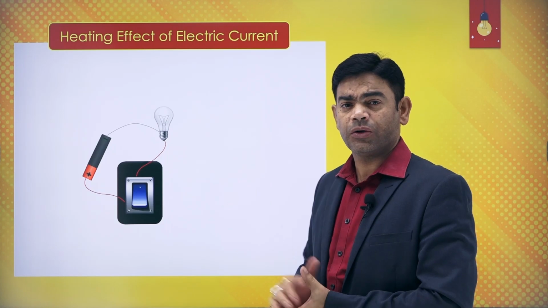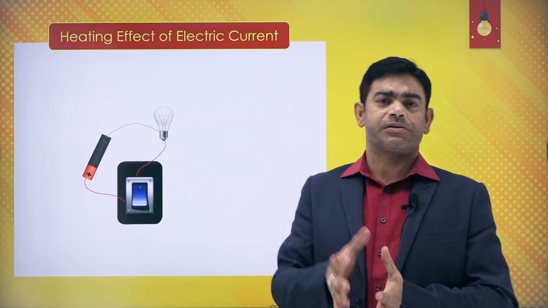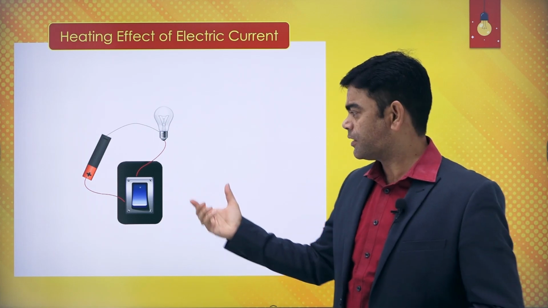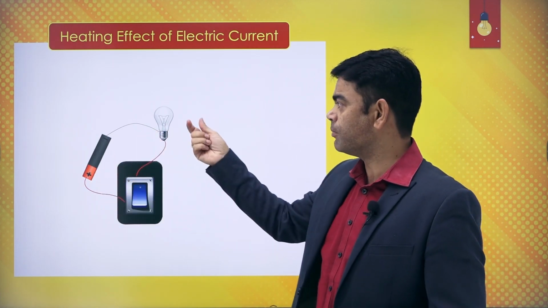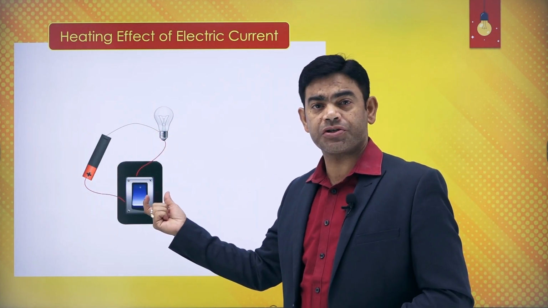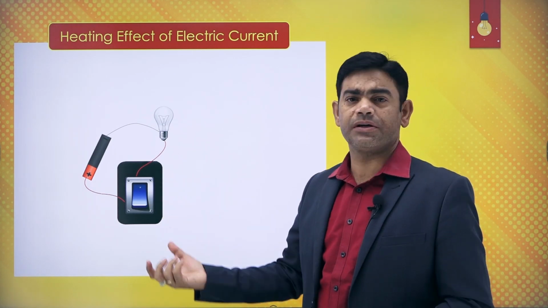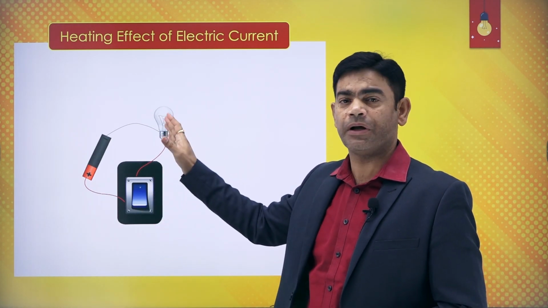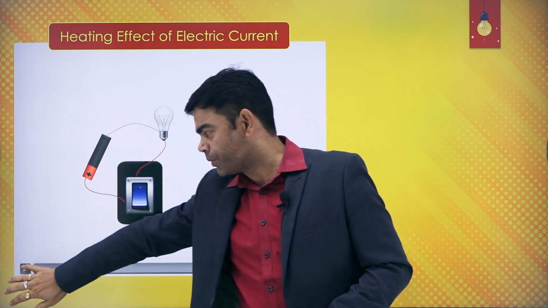Heating effect of current, you can do an activity also. This is a simple activity I can show you over here. We have a circuit, we have a cell, we have a small bulb, we have a switch. In this, switch on the circuit for a while and then see the difference of the temperature of the surface of the bulb. You can say this activity over here.